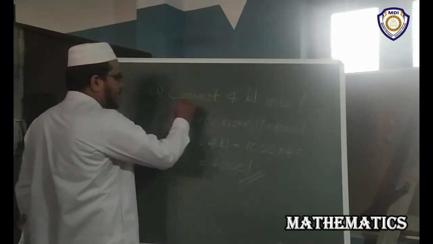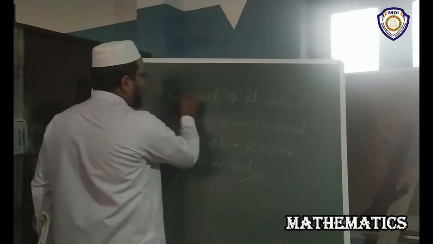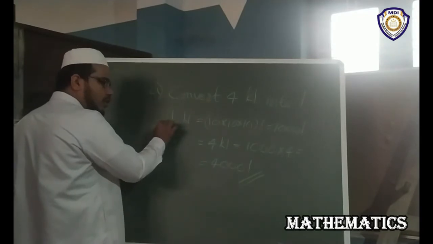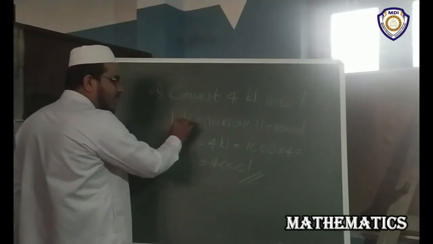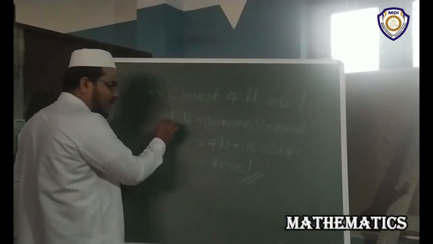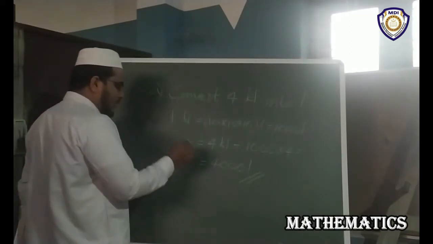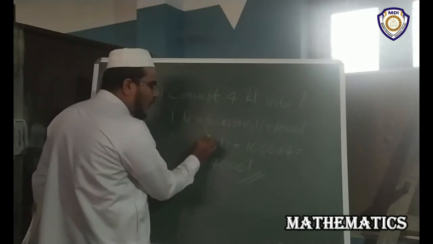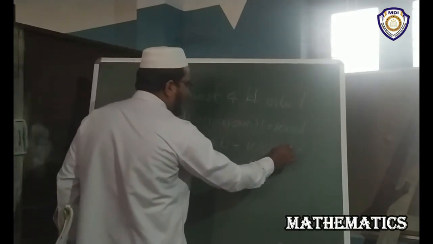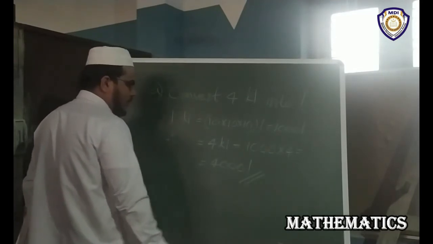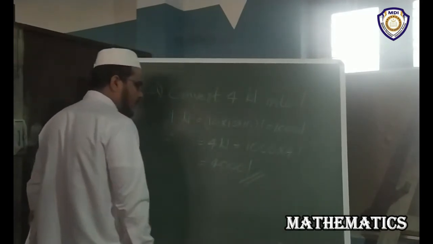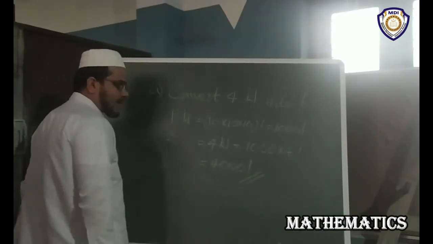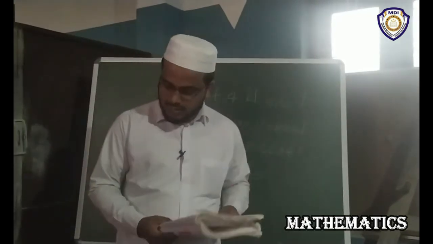Okay, please listen here. It is asked to convert 4 kiloliter into liter. First we know that 1 kiloliter is 1000 liter. Therefore, this three-dot symbol means therefore. Therefore, 4 kiloliter is 1000 into 4 liter, or 4 into 1000 liter. It means 4000 liter. Okay, this is the first question.